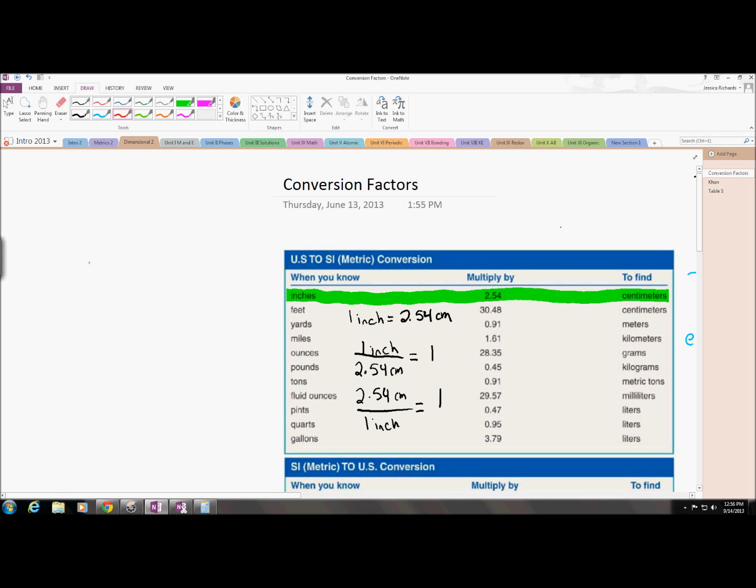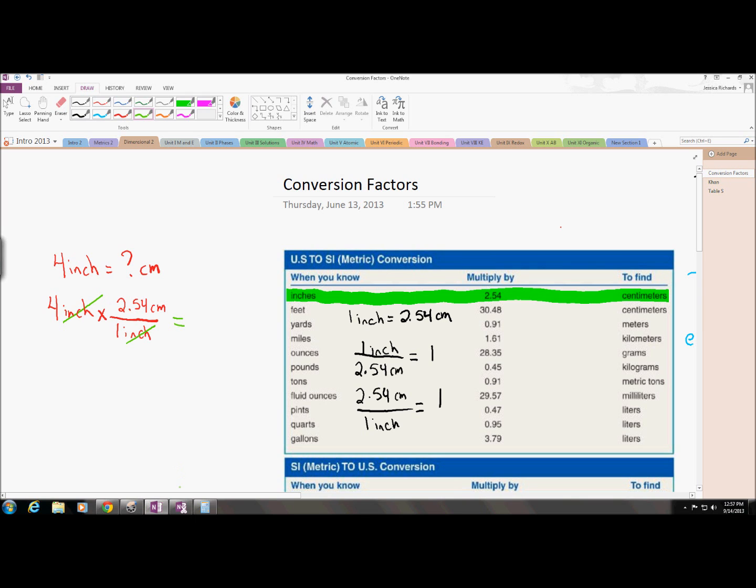So if I have an object and it's 4 inches long, and I want to know how many centimeters that is, I start with my 4 inches. I'm going to multiply. We're not doing proportions. We're going to be multiplying in the factor label method. And I look at my relationship and I say, well, I want the inches to cancel. So whatever I'm trying to cancel goes on the bottom. My relationship says 1 inch. I put the 1 inch on the bottom. It says that's equal to 2.54 centimeters. I put my 2.54 centimeters at the top. Inches are going to cancel.